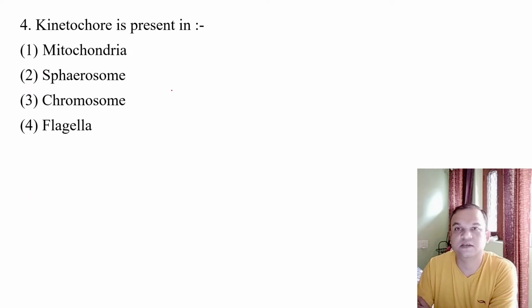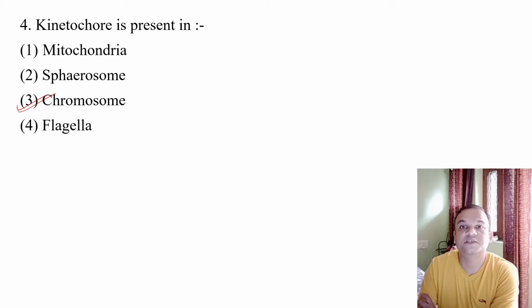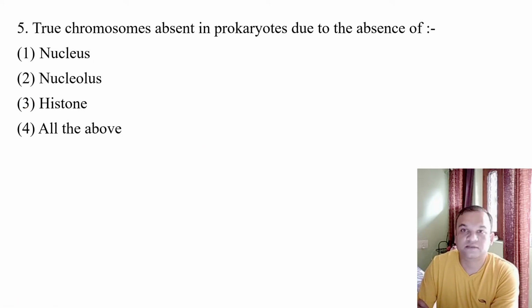Next question is, nucleolar organizer is found at the secondary constriction that we find in the chromosome. Next question says, kinetochore is present in. Kinetochores are the regions where the spindle fibers attach on the chromosomes while the cell division takes place. Next question says, true chromosomes absent in prokaryotes due to the absence of. If chromosomes are absent in the prokaryotes, it is because of the absence of nucleus in the prokaryotes.